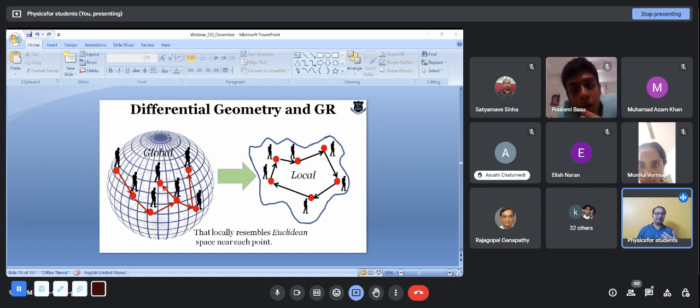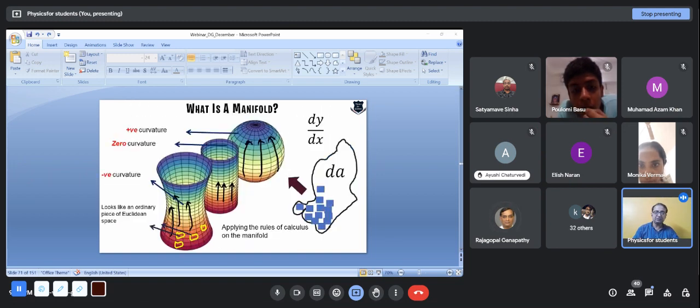Same like local people, competition is less, global competition is much more. And this local mathematics is nothing more than calculus. If I get these types of surfaces, we know the mathematics of local, absolutely. This has a positive curvature, this has a zero curvature, and this has a negative curvature. But if I use the dy by dx calculus, I can use the rules of calculus and quickly calculate the structure of that space. Now do you understand why we are using calculus? Because we have to deal with curvatures.